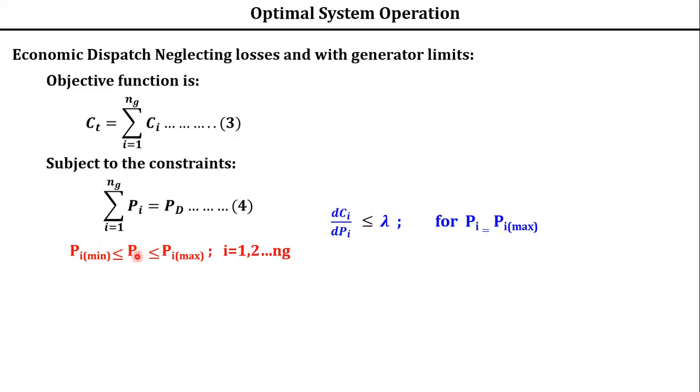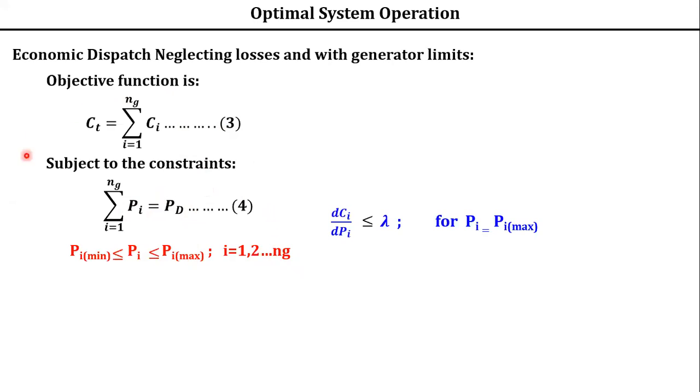The generation of real power must be greater than or equal to Pi minimum and less than or equal to Pi maximum, where i is varied from 1 to ng, the number of generators. Understood? So this is the additional constraint we are considering here. This is the objective function and these are the two constraints. Earlier we considered only this constraint and we got the optimal dispatch condition. Now we are considering an additional one.